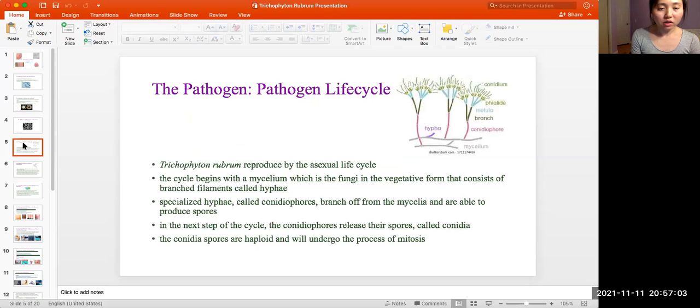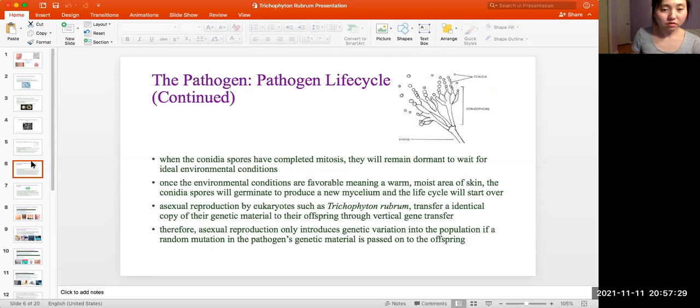Pathogen life cycle. Trichophyton rubrum reproduces by the asexual life cycle. The cycle begins with a mycelium, which is a fungus in the vegetative form that consists of branching filaments called hyphae. Specialized hyphae, called conidiophores, branch off from the mycelium and are able to produce spores. In the next step of the cycle, the conidiophores release their spores called conidia. The conidia spores are haploid and will undergo the process of mitosis. When the conidia have completed mitosis, they will remain dormant to wait for ideal environmental conditions. Once the environmental conditions are favorable, meaning warm, moist air and skin, conidia will germinate to produce a new mycelium and the life cycle will start over again.